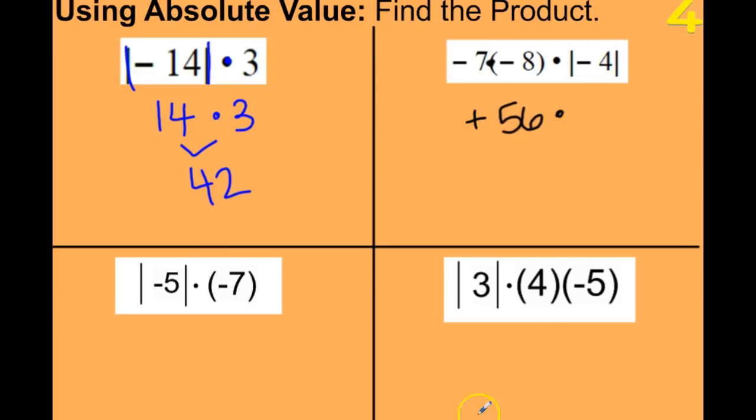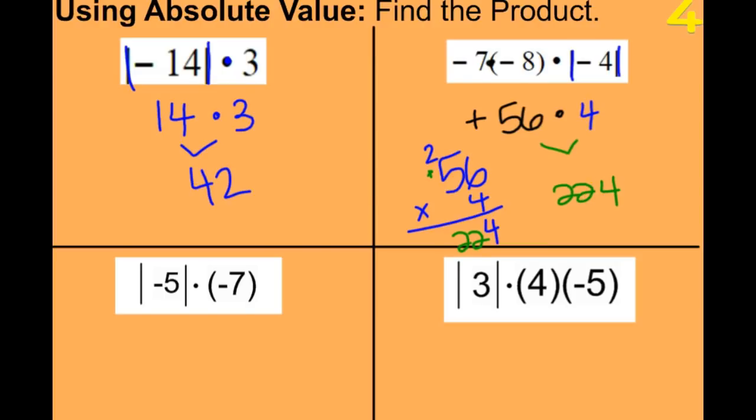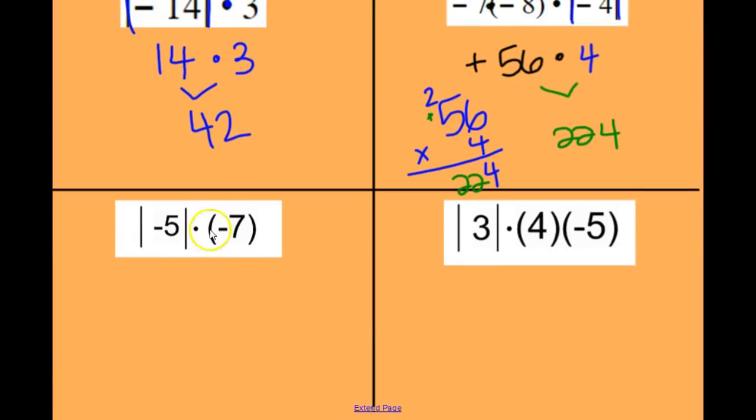Multiplied by absolute value of negative 4. Anything that goes in the shower comes out clean. Again, 56 isn't going to be on our multiplication table, so we need to multiply this one out. 6 times 4 is 24. You can use your multiplication table for that fact if you need to. 5 times 4 is 20, plus 2 more is 22. So we have 224.